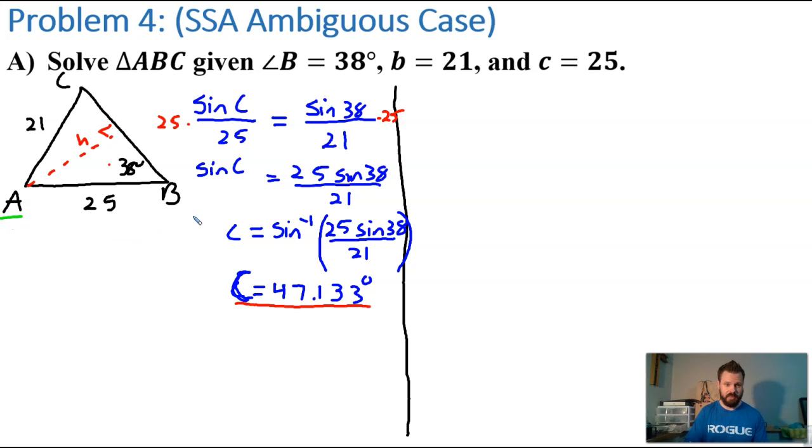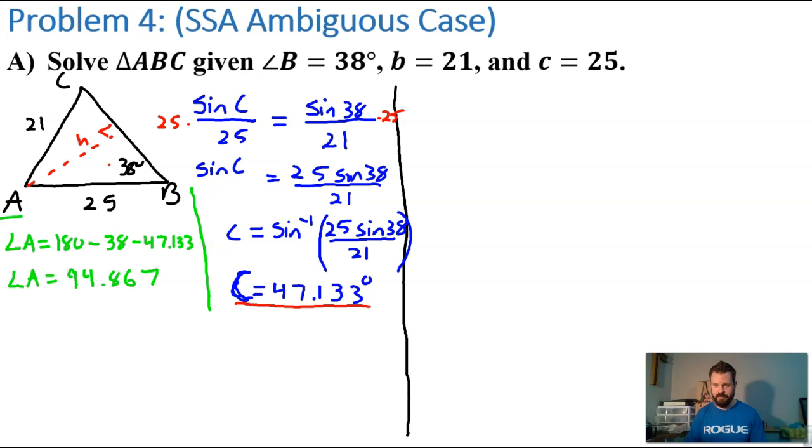So let's do that. I'm going to kind of wall things off here. I know that angle A is just going to be equal to 180 minus the 38 we were given, minus the 47.133. All right, so angle A is going to be 94.867.